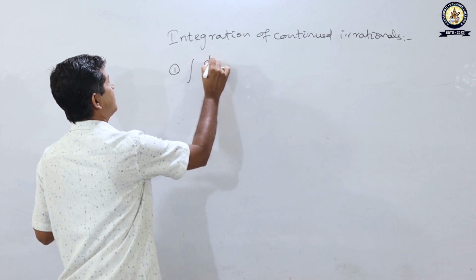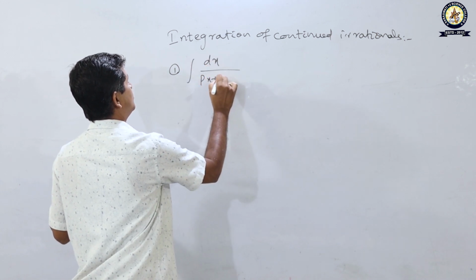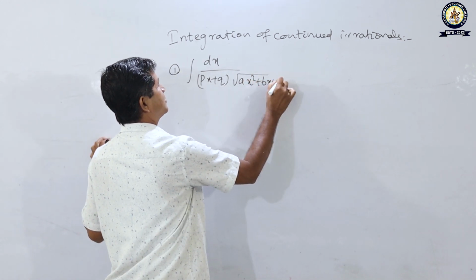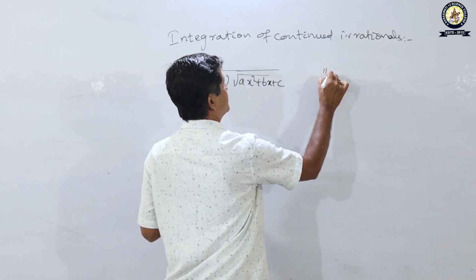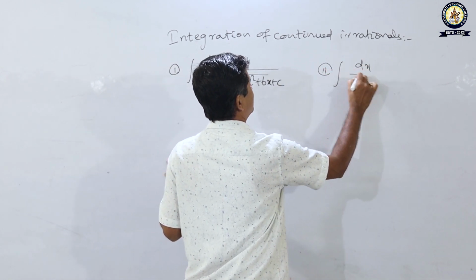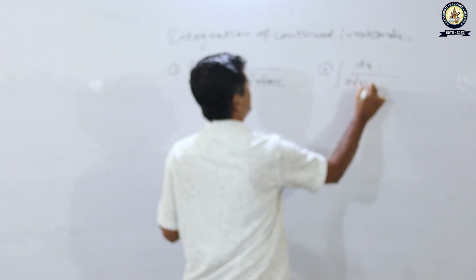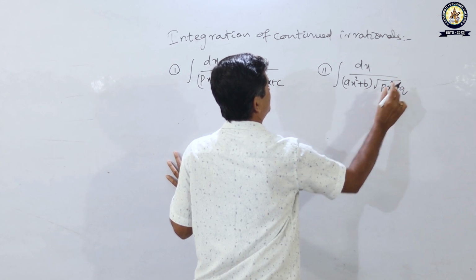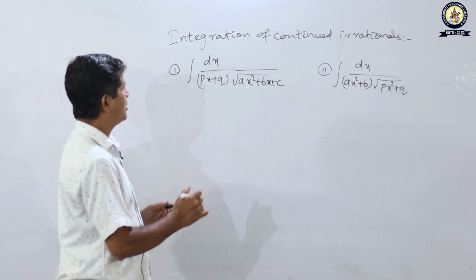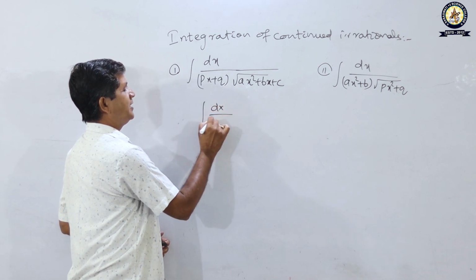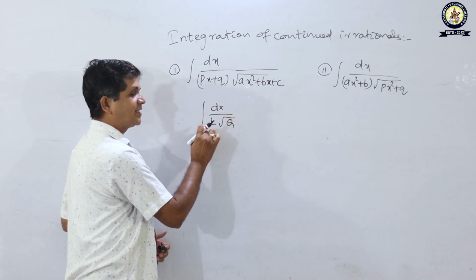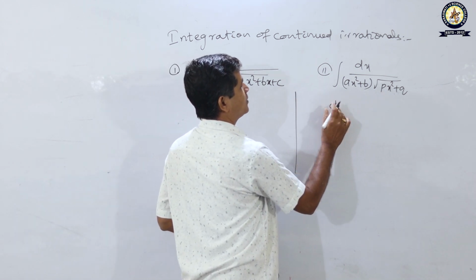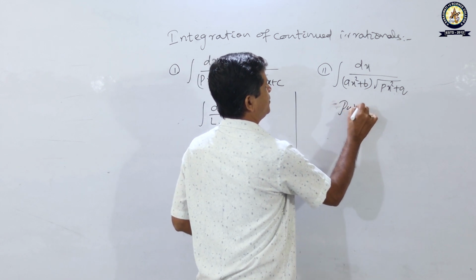First is dx by (px plus q) into root over of (ax square plus bx plus c), and the other type is dx by (ax square plus b) into root over of (px square plus q). Look at this, the first is called dx by linear into root over quadratic. L stands for linear, Q stands for quadratic, and here we say it is pure quadratic.